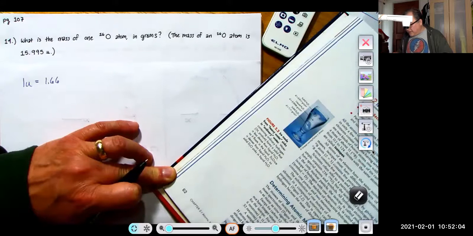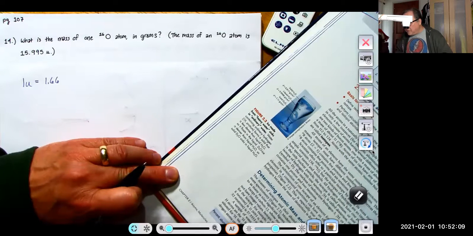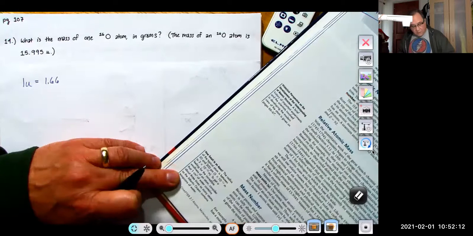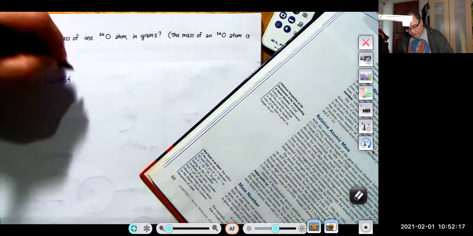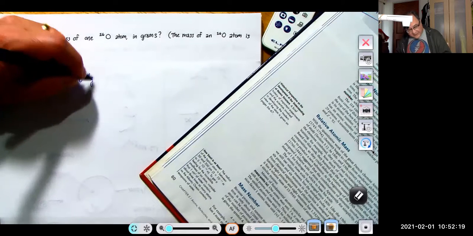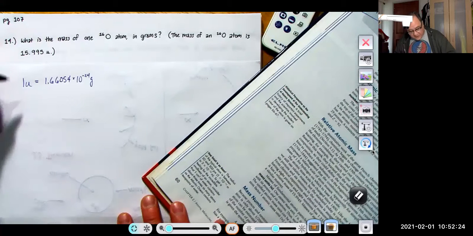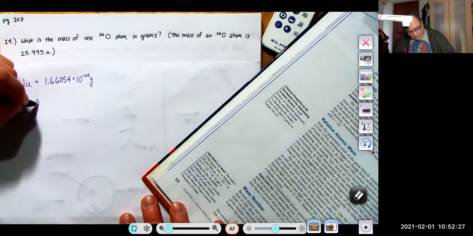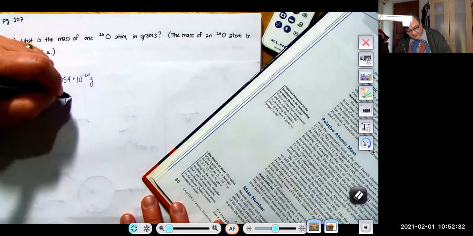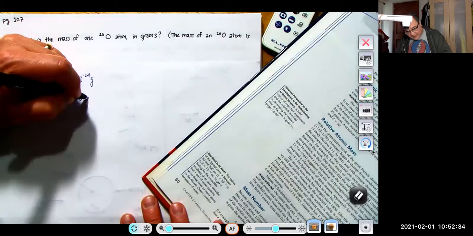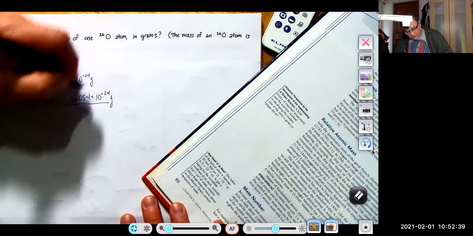Okay. Here we go. It should be right here. 1.66054 times 10 to the minus 24 grams. So here we got 6 significant figures. So we're going to go 15.995 U times 1.66054 times 10 to the minus 24 grams per 1 U.